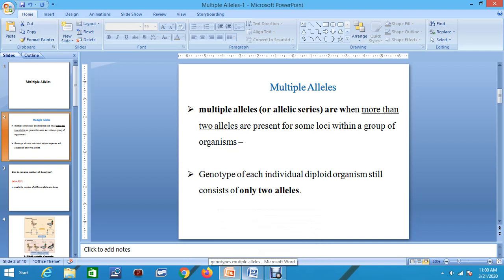Bismillahirrahmanirrahim. I will explain about multiple alleles. Multiple alleles are more than two alleles for a same locus within a group of organisms. And these multiple alleles, it doesn't mean that for a diploid organism all the alleles will be present.